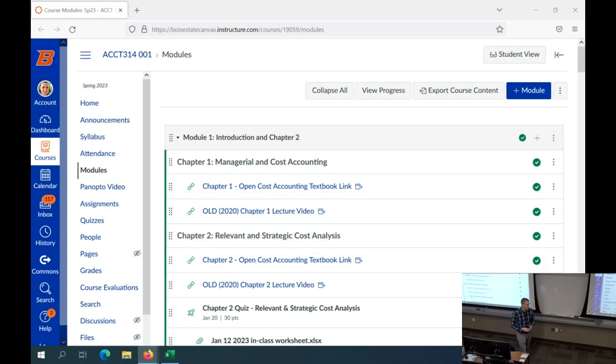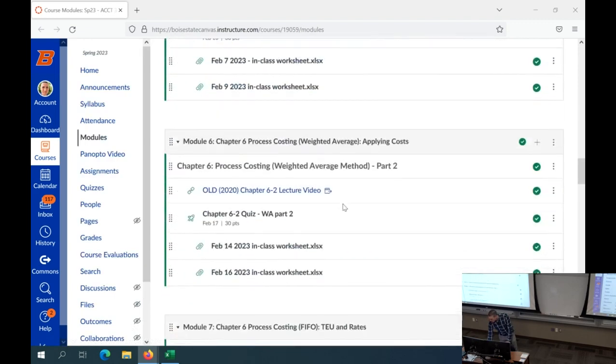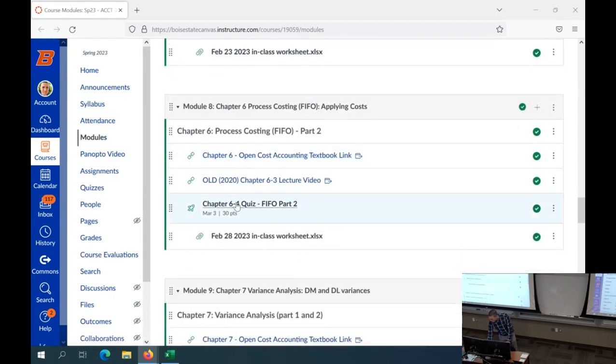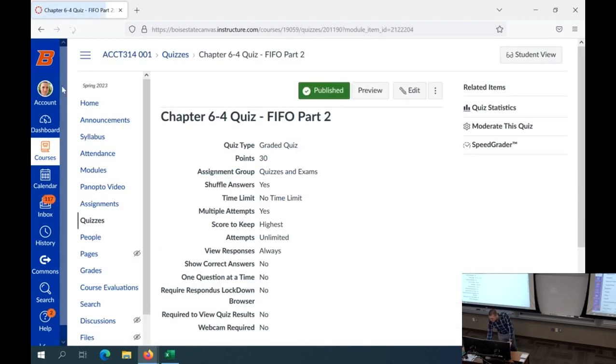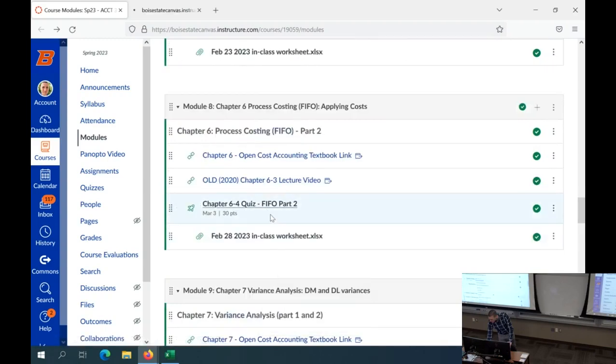All right, so let's talk a little bit more about 6-4, and then we'll go into some Chapter 7 stuff. So we are in Module 8. We're doing 6-4. So let's open a new tab.